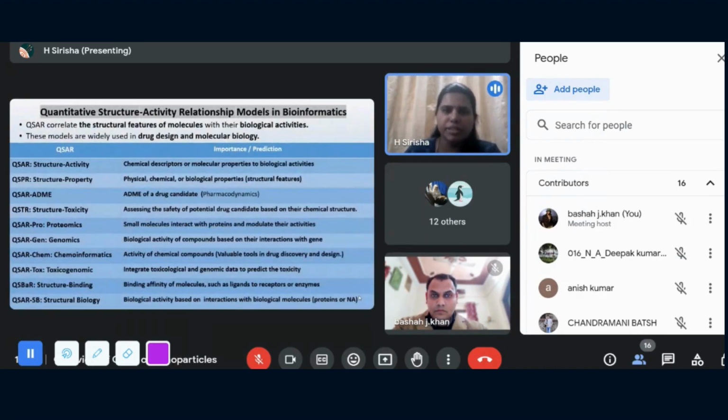QSAR has different modules. Here is a list of different modules under which the QSAR is being widely used. So first is a structure activity. In the structural activity, the chemical descriptors and the molecular properties, these are studied with respect to the biological activities. So these can correlate the structural feature of molecules with the help of biological activities. So these models are very widely used in drug designing and molecular biology.